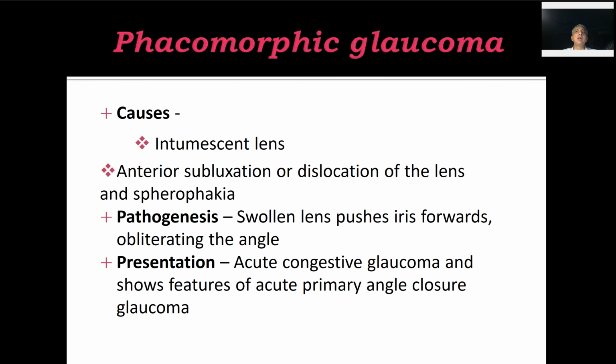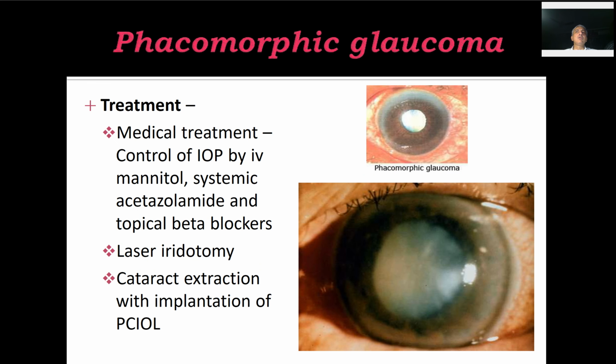It presents with acute congestive glaucoma and shows features of acute primary angle closure glaucoma. So that is important, that it's a disease which is of urgency. It needs to be resolved on an urgent basis. So here you can see the phacomorphic glaucoma. The lens is whitish in color, and it tends to be swollen and pushing the iris base forward.